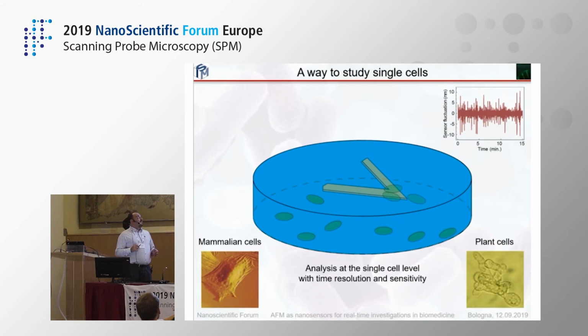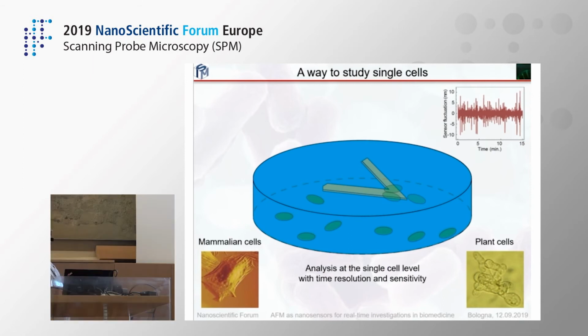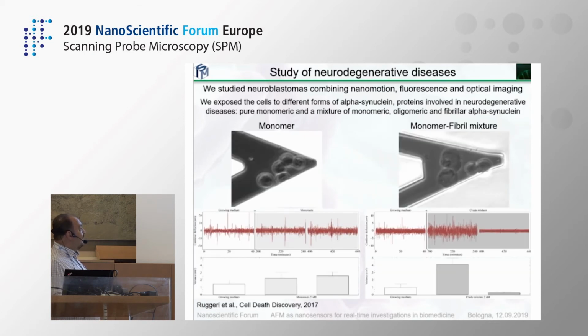The first one is the study of how neurons respond to different forms of alpha-synuclein. It is known that alpha-synuclein affects the neurons only if it's in a combined form, in a mixture between monomers and fibrils. And so we studied the nanomotion response of neuron cells in the case of exposure only to monomers, and in the case of the exposure to monomers and fibrils. In the case of monomers, there was no response, even in terms of the nanomotion signal, and we could see very well that after a long period of time, the signal remained more or less constant.